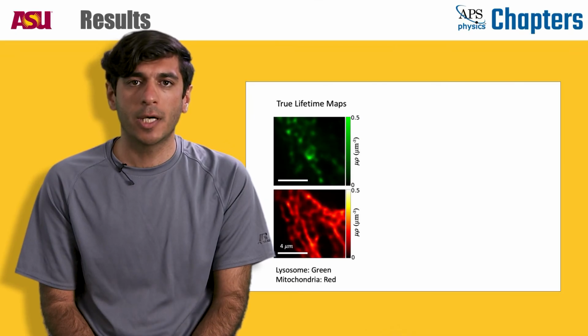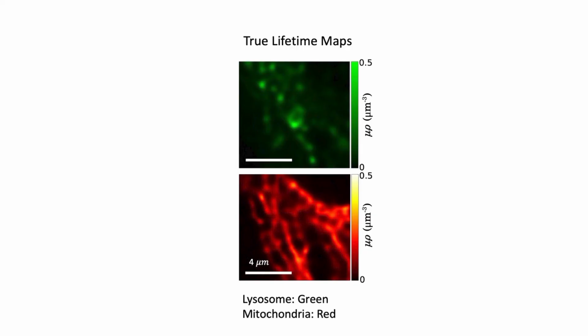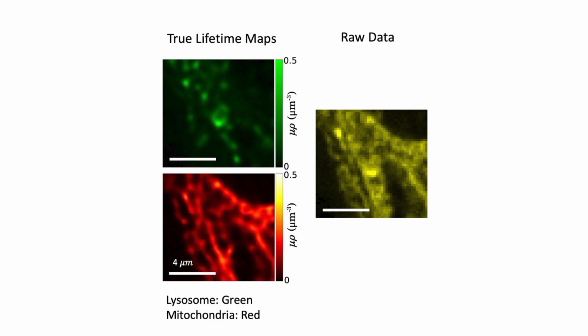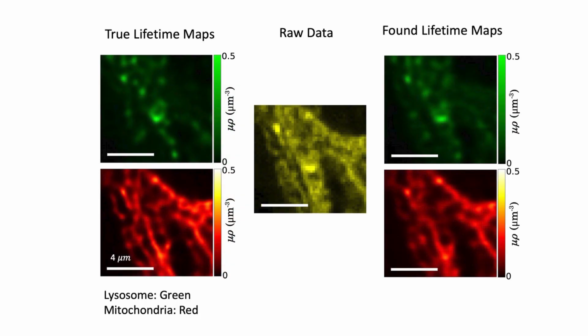Finally, in this slide, we show results for experimental data. Here we see the ground truth maps for lysosomes and mitochondria in green and red, respectively. Yellow is the raw FLIM data from the mixture of these two maps. On the right, we see the lifetime maps learned by our algorithm, which match with the ground truth maps with less than 5% errors on average.